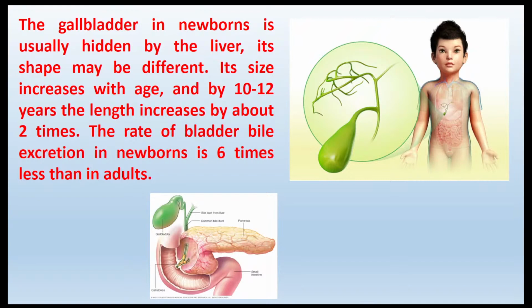The gallbladder of a newborn is usually hidden by the liver. Its shape may be different. Its size increases with age, and by 10-12 years the size increases about 2 times. The rate of bladder bile excretion in a newborn is 6 times less than in an adult.